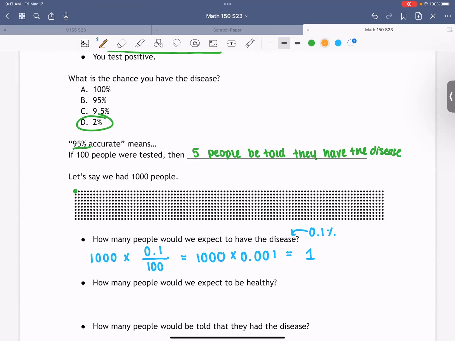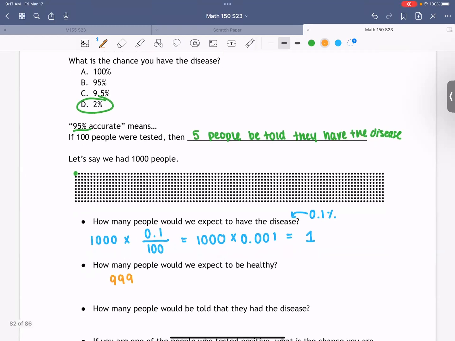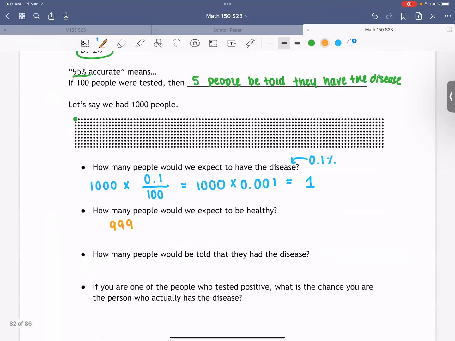Yeah, right. All right, second up. How many people would we expect to be healthy? So if there's one person who has the disease, how many people are going to be healthy? 999, right? So everyone else is going to be healthy. Cool.